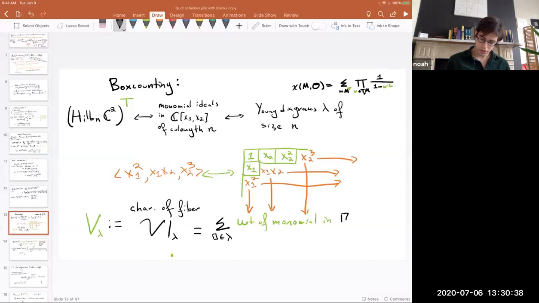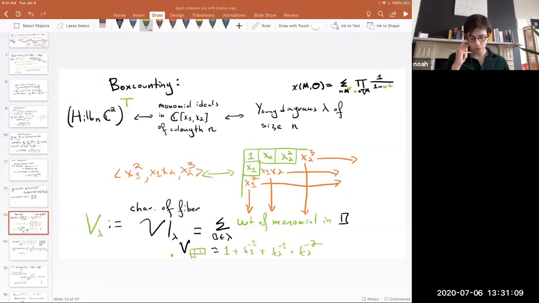So for example, if I have this partition I've drawn above, the character of the fiber at the corresponding fixed point is just the sum of these four monomials that appear in the box, sum of their weights rather. Which is this sum.